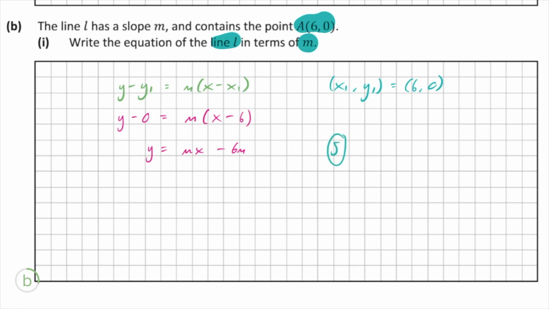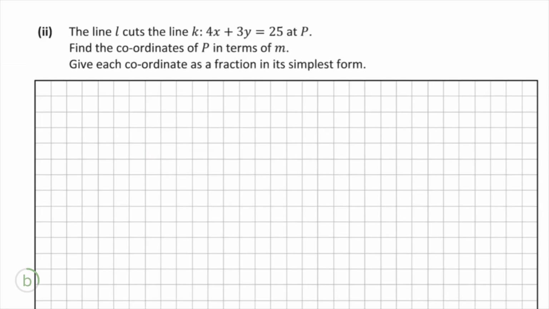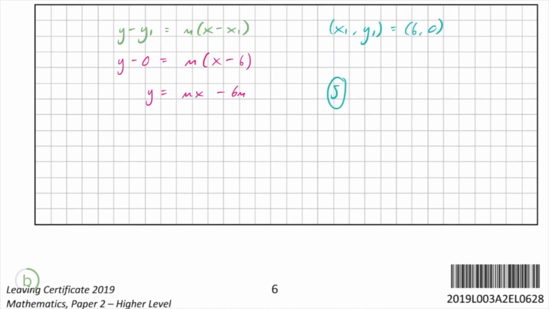Part 2 tells us that the line L cuts K at the point P, and we have the equation of K here as well. We've got to find the coordinates of P in terms of m, and give each coordinate as a fraction in its simplest form. So this is a little bit trickier, but we're just going to go through it in steps. The first step being to rewrite the formula of the line above. So we just work that out up here.